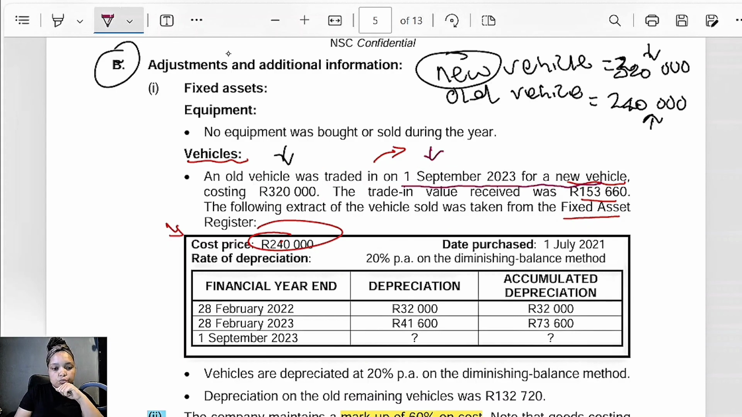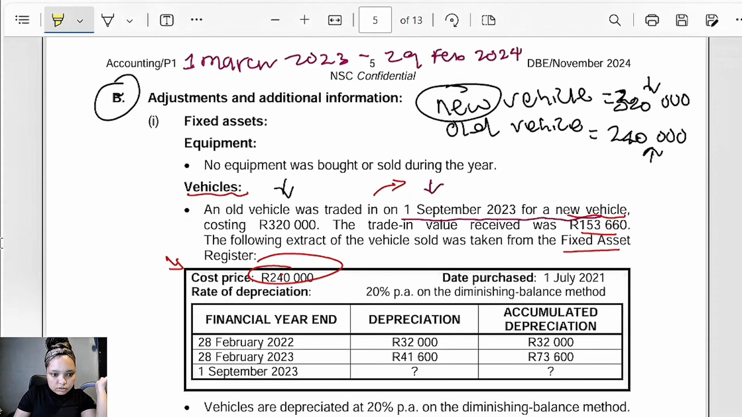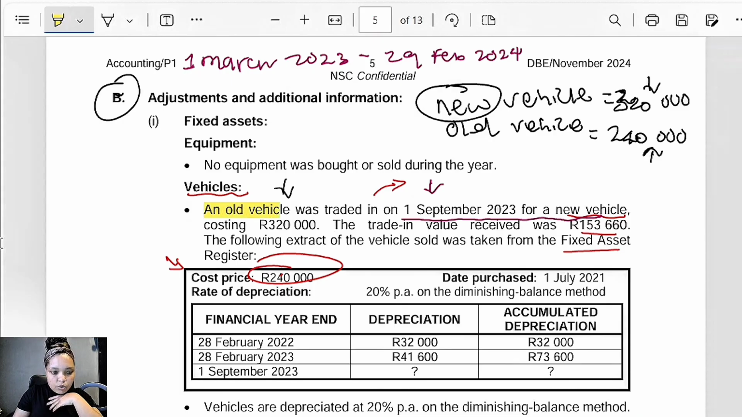The new vehicle that was bought was actually bought on the 1st of September 2023. Remember, our financial year starts on March 2023 and it ends on the 29th of February 2024. That's a period of 12 months. So let's read the information. We're told that an old vehicle was traded in on the 1st of September 2023 for a new vehicle. So this one was traded on the 1st of September for a new vehicle that we currently have, and the new vehicle cost 320,000 rands.